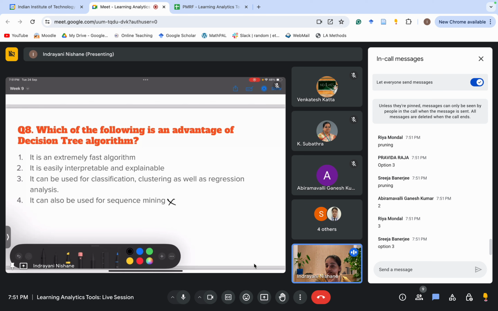A decision tree is not used for sequence mining, because sequence mining is a totally different thing, which we saw during diagnostic analytics week, where we try to look for a sequence of actions or a set of actions which occur frequently in the log data. So that's sequence mining. So 4 is definitely not. Out of options 1, 2 and 3, which is the correct statement?